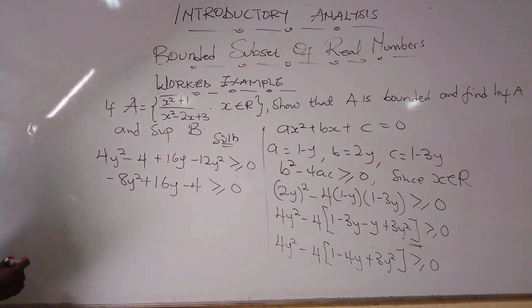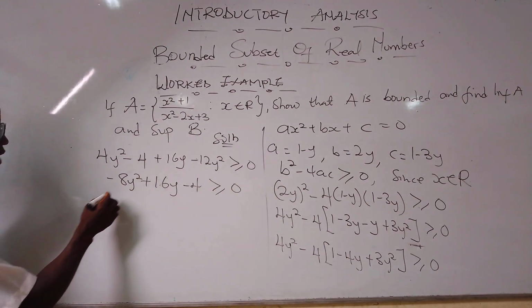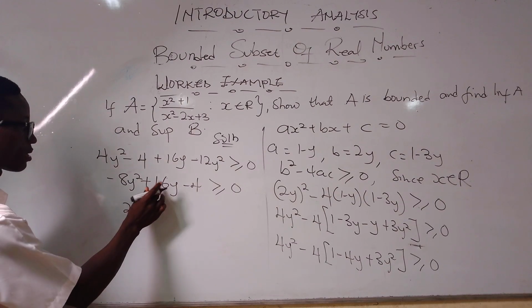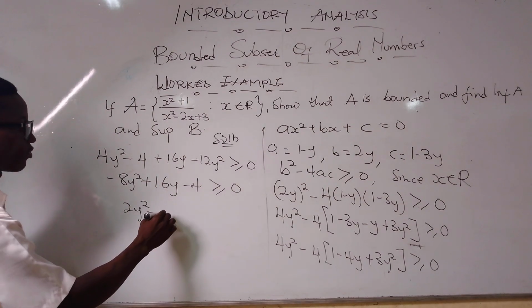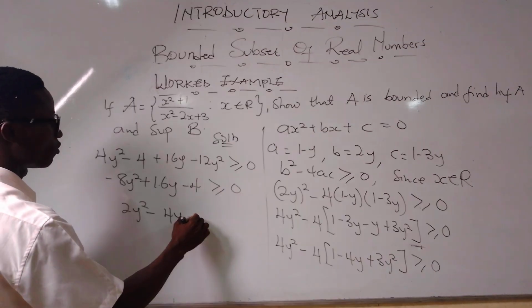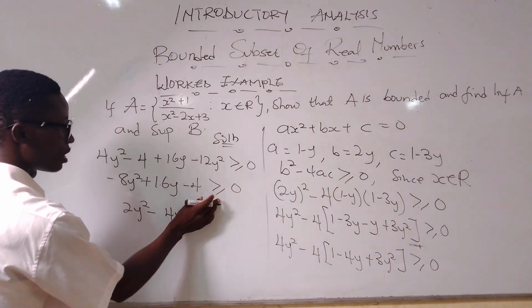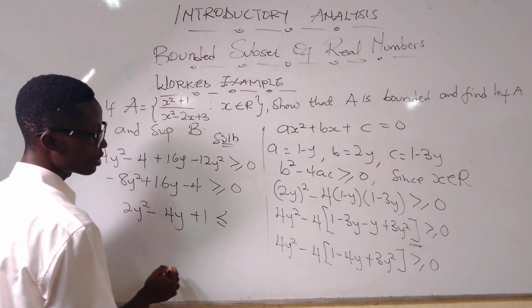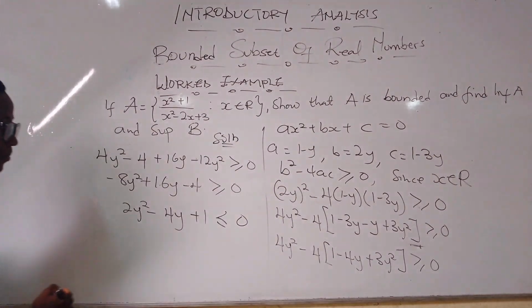Now here we can divide through by negative 4. So that I'll have here to be 2y squared minus 16 divided by 4 will give you negative 4y. And here will give you plus 1. Since we've divided through by negative, this sign will turn to less or equal to 0.